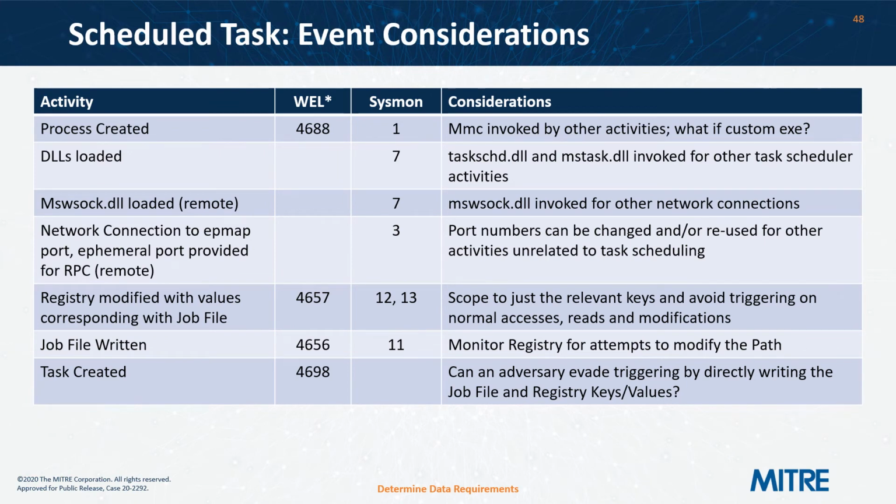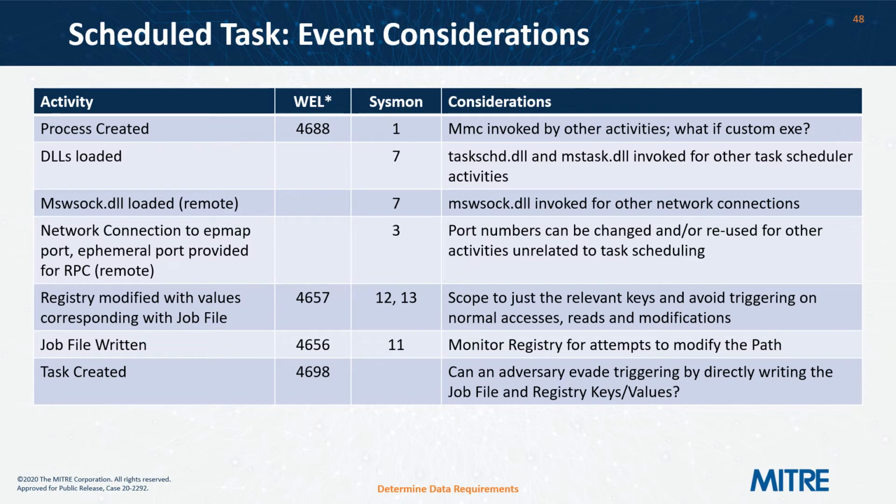Each of these data collection possibilities comes with pros and cons, often associated with precision and recall. So documenting those will help prioritize our data collection requirements. For example, if we plan to collect process creation events and filter them based on image, how will we detect task scheduling done through the API using a custom executable?